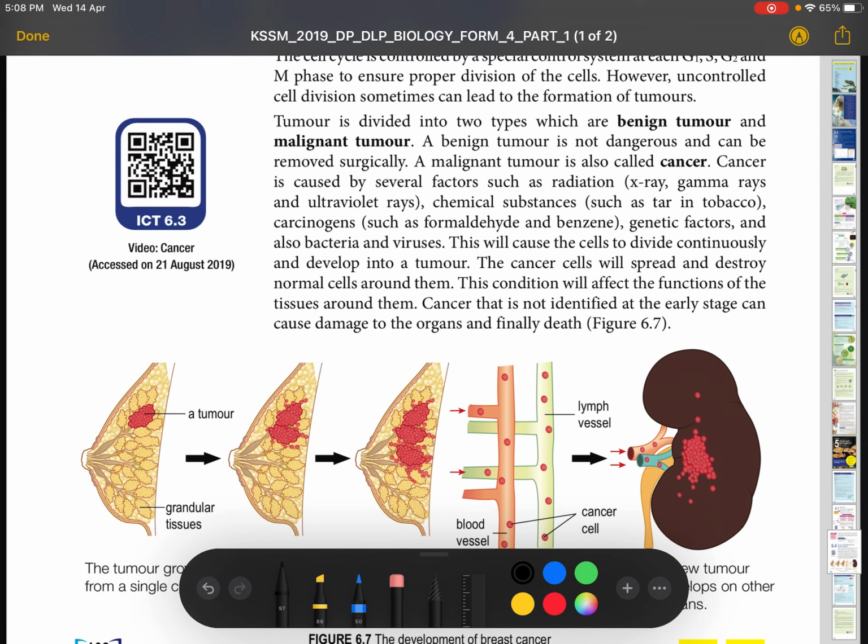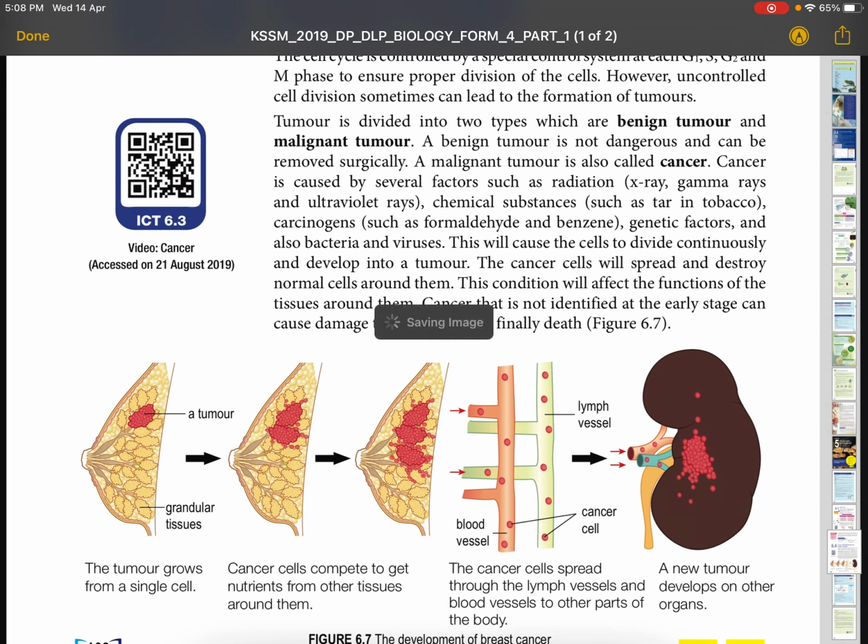What happens is, when these cells divide uncontrollably, they develop in very important organs. So when they develop in very important organs, it ruins the normal environment of the organ. Like organs are supposed to divide normally, but because of this cancer cell, it divides very uncontrollably, and this is very dangerous to the organ.